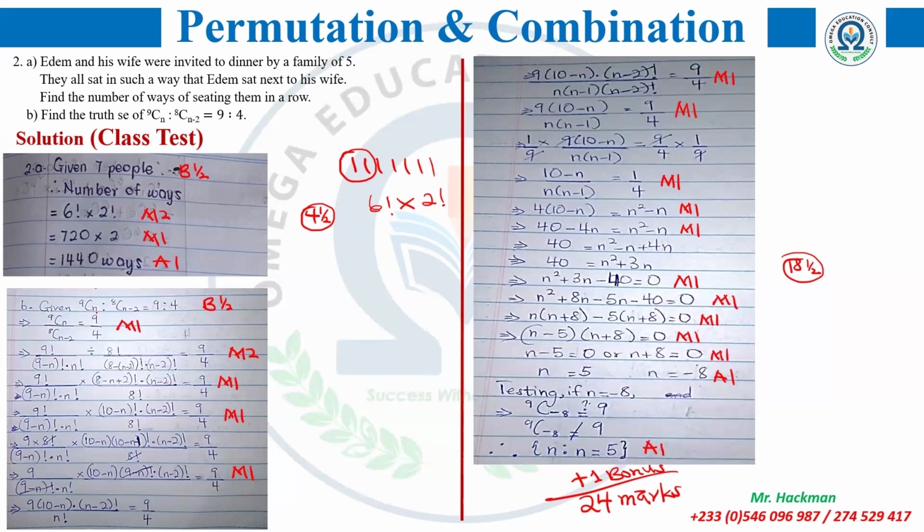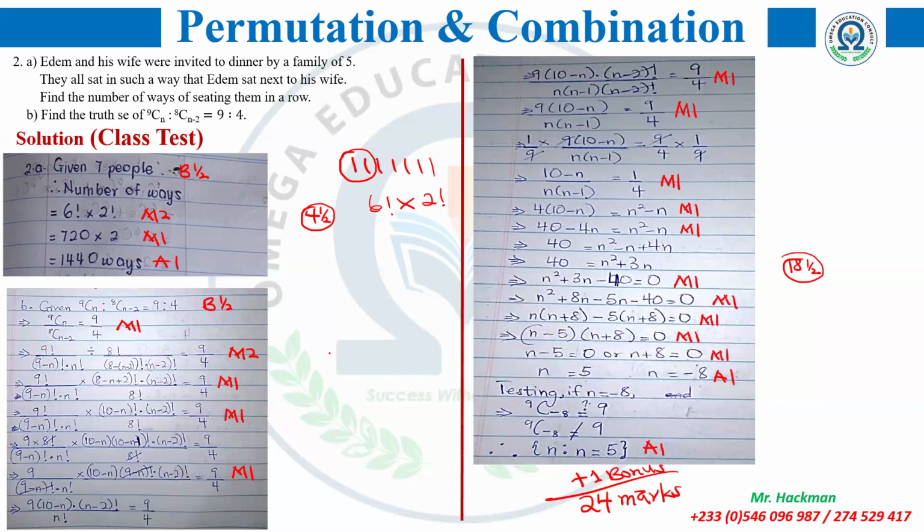Okay, so in this case, you extract B half, and we know ratio means this over that. So you use again the combination definition to deal with each of what you have there. 9 combination n gives us 9 factorial over (9 minus n) factorial, times n factorial, and the same for this one: 8 factorial over (8 minus (n minus 2)) factorial, and take note.